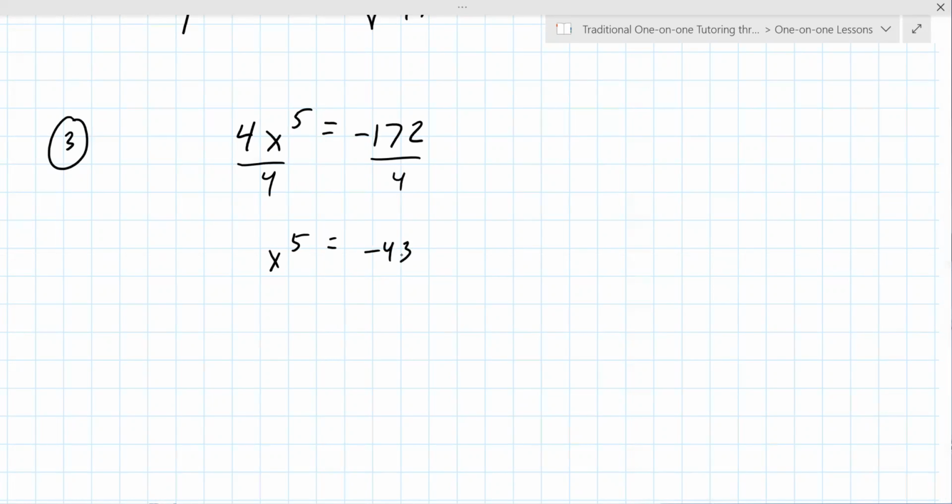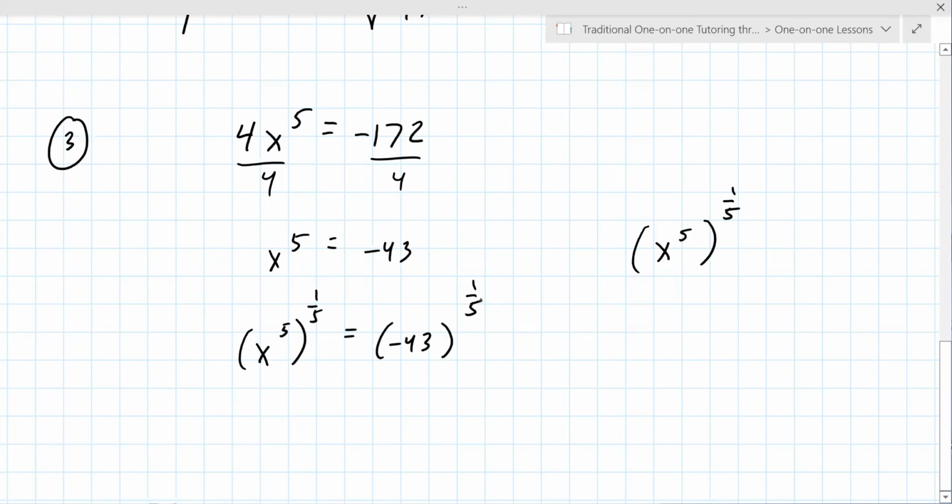And this is where I think maybe we haven't talked enough about this. So to undo the power of 5, you end up using a 1/5 power. Okay, the way you have it written is actually a square root. So this would be preferred. I would like to see you do this, and then negative 43 also to the 1/5 power. All right, so on the left, it becomes just x. The exponents cancel.